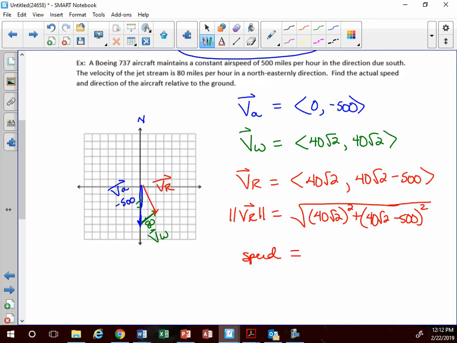Give you a minute to find it, just to the nearest mile per hour. If you get a number bigger than 500, should you be concerned? Yeah, because we said the plane got slowed down a bit, right? So we would expect something a little smaller than 500.